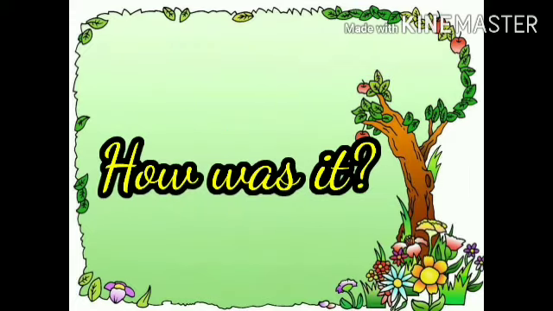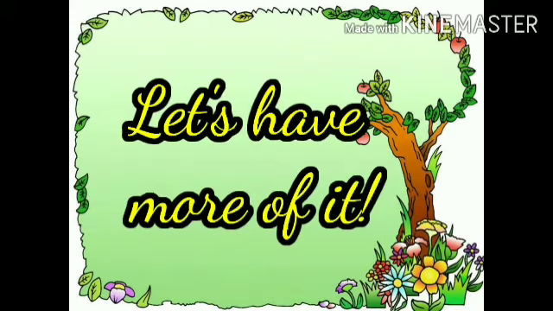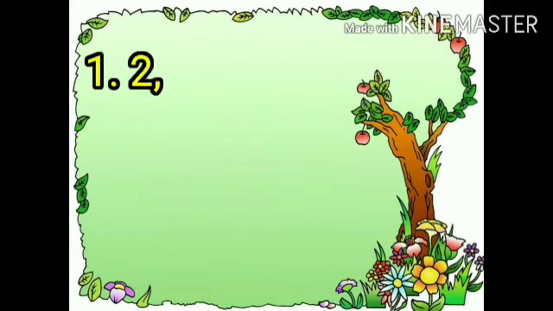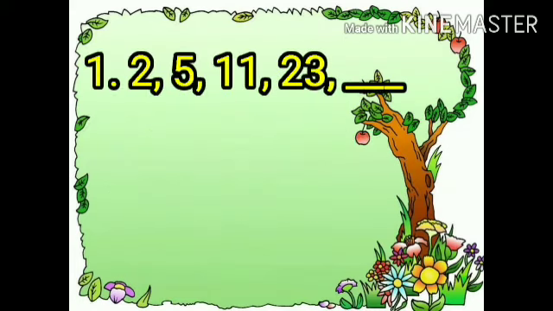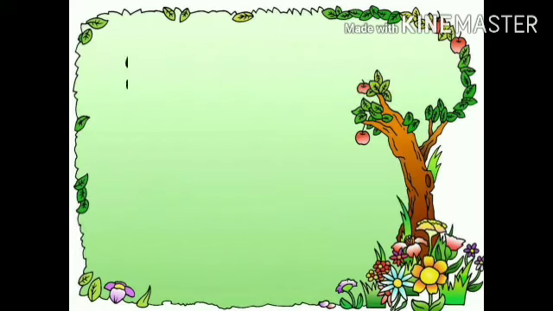How was it? Are your answers correct? Let's practice. Find the next term in each sequence. Number 1, 2, 5, 11, 23. Answer is 47. Each term is doubled then added by 1.